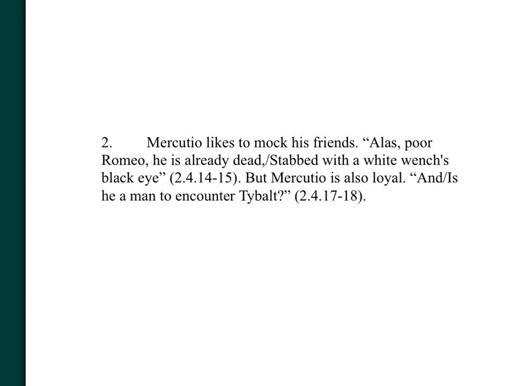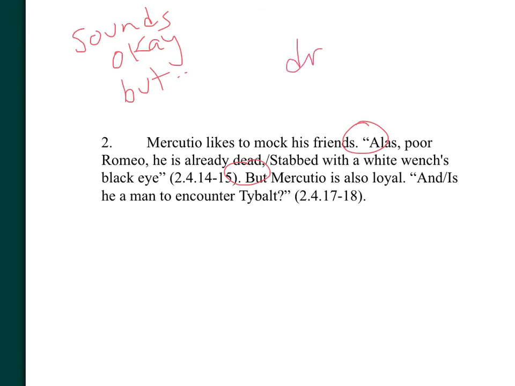It says, Mercutio likes to mock his friends. "Alas, poor Romeo, he is already dead, stabbed with a white wench's black eye." But Mercutio is also loyal. "And is he a man to encounter Tybalt?" Hey, this is some good stuff. I like those quotations. They reveal a lot about Mercutio, and I could probably make some nice conclusions about his character. But you probably noticed that those quotations are just dropped in. There are no introductory phrases or clauses, so it's really choppy.